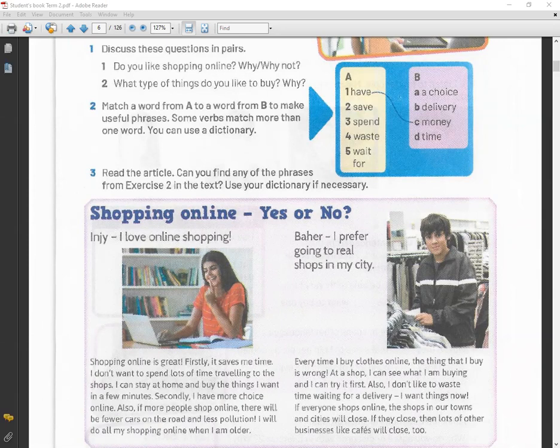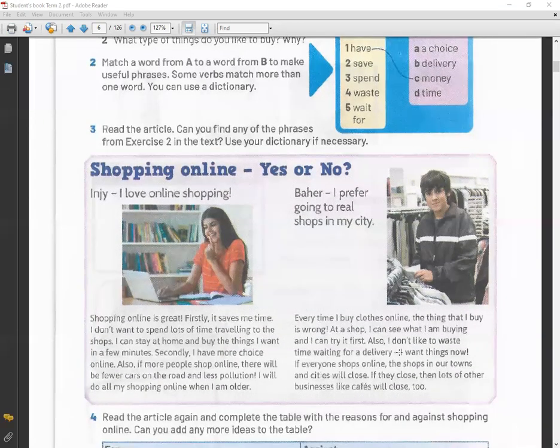Bahir had another opinion. He prefers going to real shops in his city. He says, every time I buy clothes online, the thing that I buy is wrong. At a shop, I can see what I'm buying and I can try it first. Also, I don't like to waste time waiting for a delivery. I want things now. If everyone shops online, the shops in our towns and cities will close. If they close, then lots of other businesses like cafes will close too.